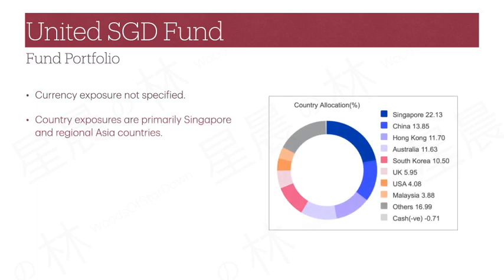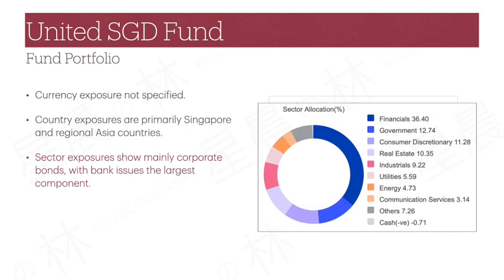Looking at country allocation, besides Singapore as the largest exposure, the rest are mainly Asia regional countries, and to a smaller extent, US and UK. There might be some other small Europe country allocations under others. Sector allocation shows only 12.74% in government bonds, as there is probably not much upside going for short maturity government bonds. Financials are the biggest exposure since it is quite common for banks to issue Sing dollar denominated bonds for their currency management purposes.